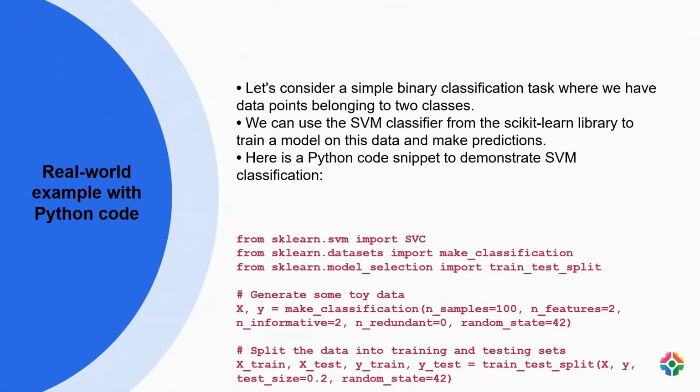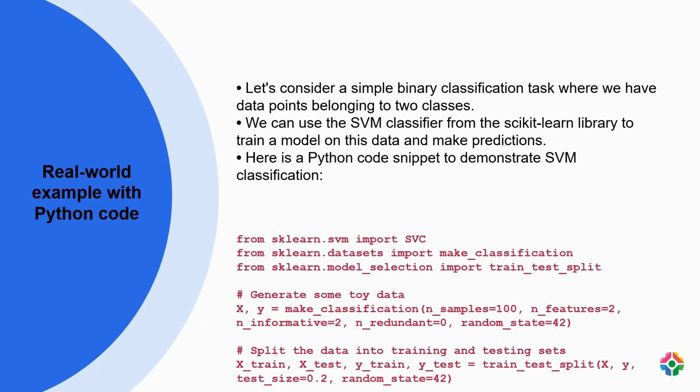In a binary classification task with two classes, the support vector machine SVM classifier from scikit-learn can be utilized to build a model. The given code snippet demonstrates this process. 1. Toy dataset is generated using make_classification. 2. The data is split into training and testing sets using train_test_split. 3. An SVM classifier with a linear kernel is instantiated and trained on the training data. 4. Finally, predictions are made on the test data using the trained SVM model.